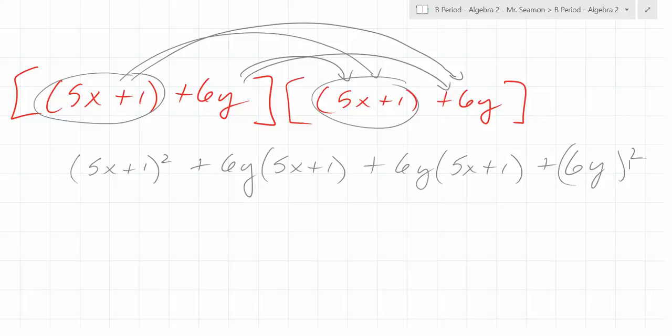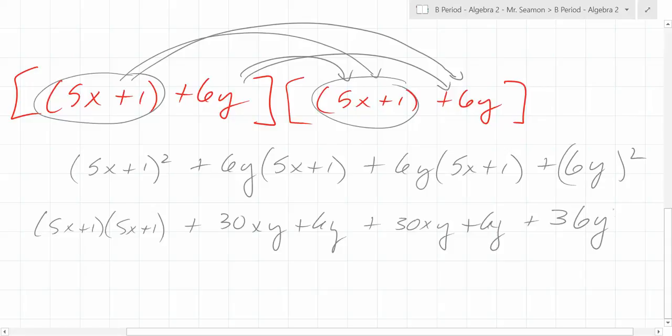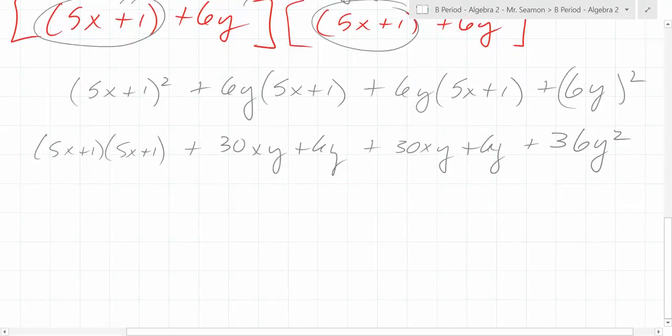So now what do you need to do to this? Now what do you do? Distribute. So this one's going to be 5x plus 1 times 5x plus 1. We can write that out as such. And then you end up with 30 what on this? 30xy plus 6y plus 30xy plus 6y plus what? Yeah, 36y squared. Just do it out. That's fine. So you end up with 25x squared plus 5x plus 5x plus 1.